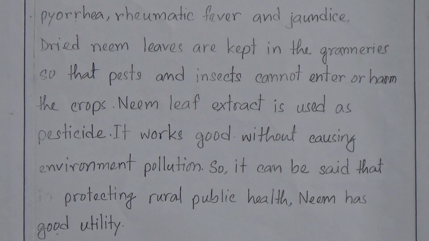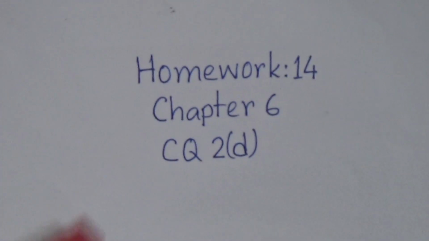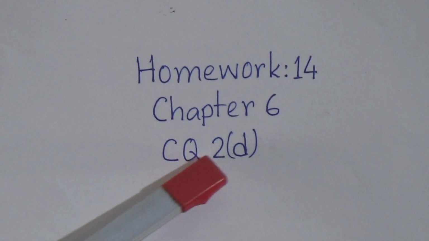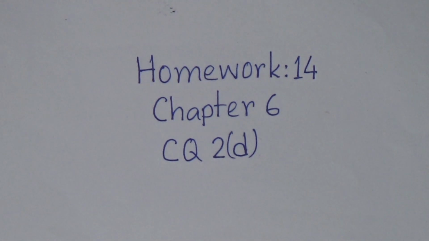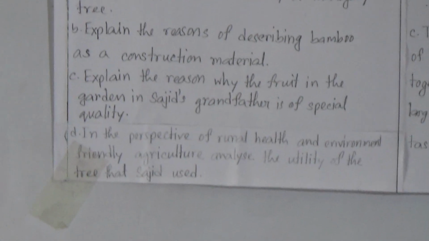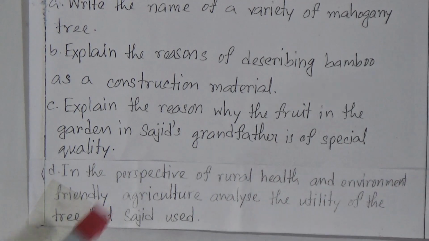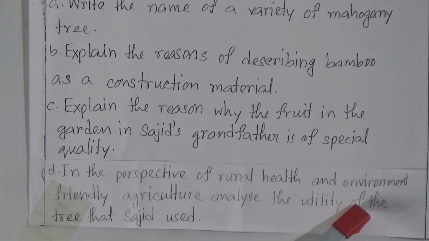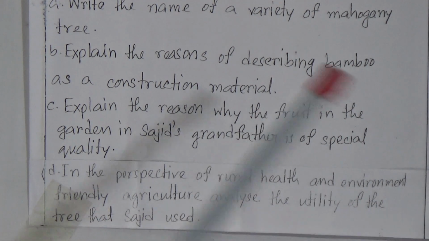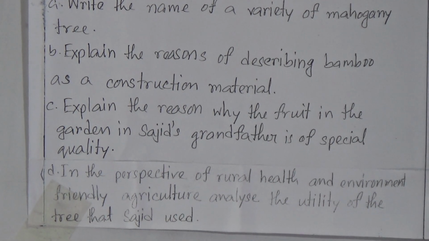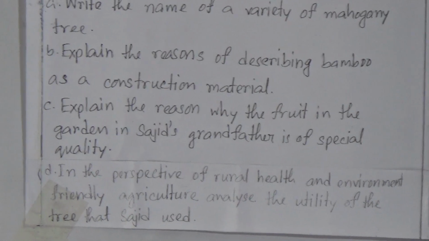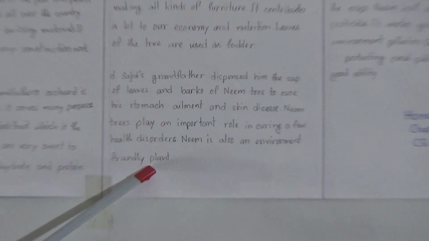You can follow this answer or you can make your own answer, and there is a homework. This is homework number 14. From chapter 2 you will do creative question answer D. That means this one from question number 2, number D, in the perspective of rural health and environment friendly agriculture, analyze the utility of the tree that Sajid used. That means you will write the significance of the neem plant or the importance of the neem plant or the different uses of neem plant.